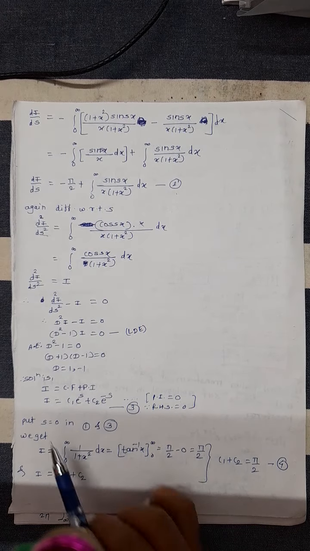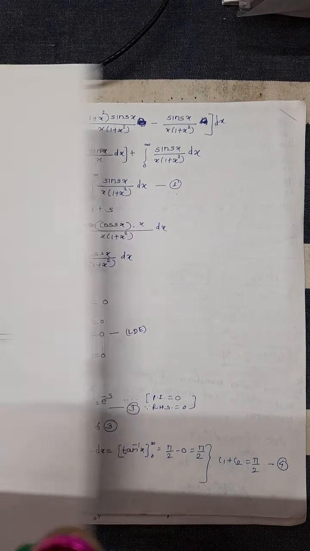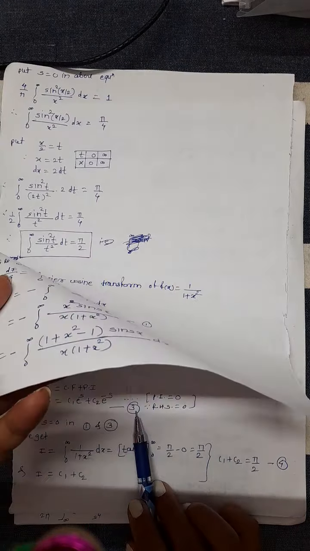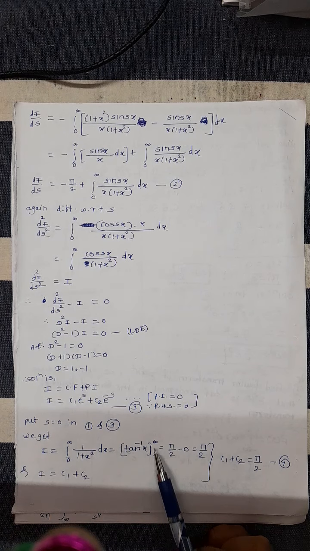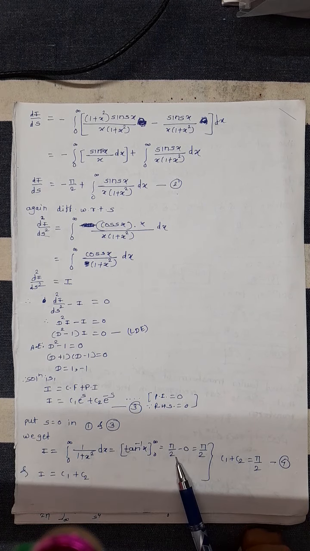Okay, that's why we put s is equal to 0 in both equation number 1 and equation number 3. The LHS is the same. If you put s is equal to 0, from 1 we get I is equal to integration 0 to infinity 1 upon 1 plus x square dx, and the integration of this is tan inverse x from 0 to infinity. Put the upper limit, tan inverse infinity, we know is pi by 2, and tan inverse 0 is 0. The answer for I is pi by 2.